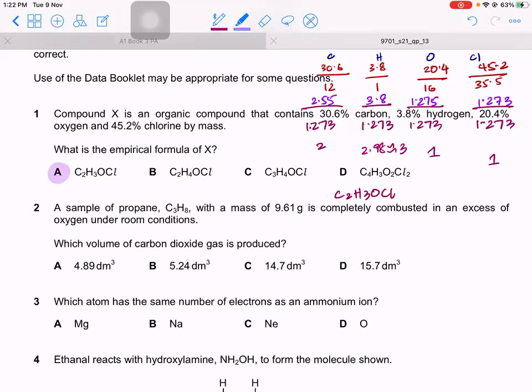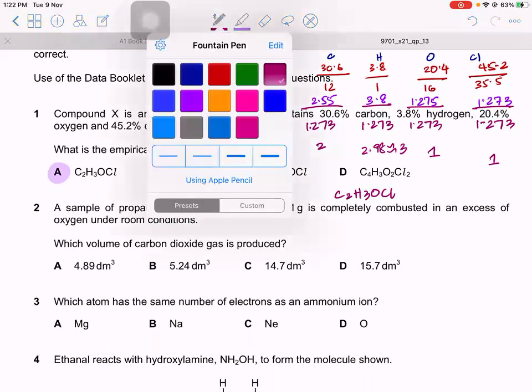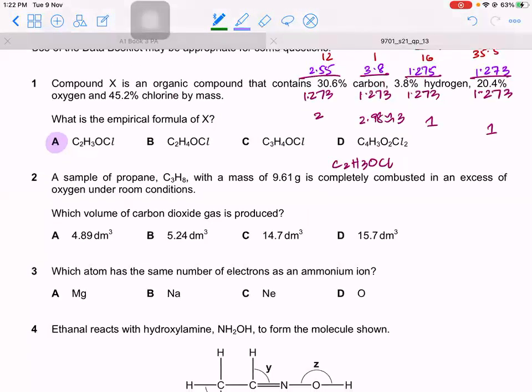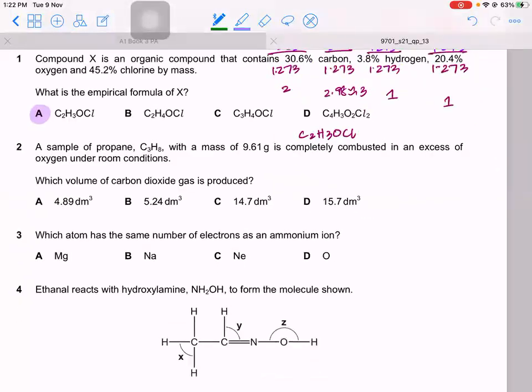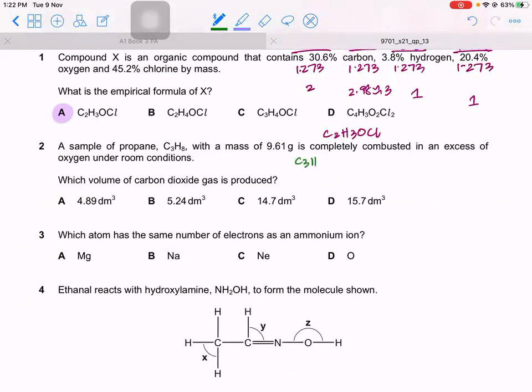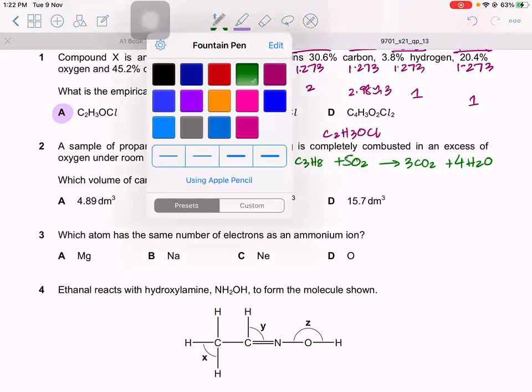A sample of propane with a mass of 9.61 g is completely combusted in excess oxygen under room conditions. What volume of carbon dioxide is produced? So you have propane, which is C3H8. This burns in oxygen to give carbon dioxide and water during complete combustion. So you balance the equation. This will be 3CO2, 4H2O, and then 3 twos are 6 and 4, 10 oxygen here. So you put a 5 here.